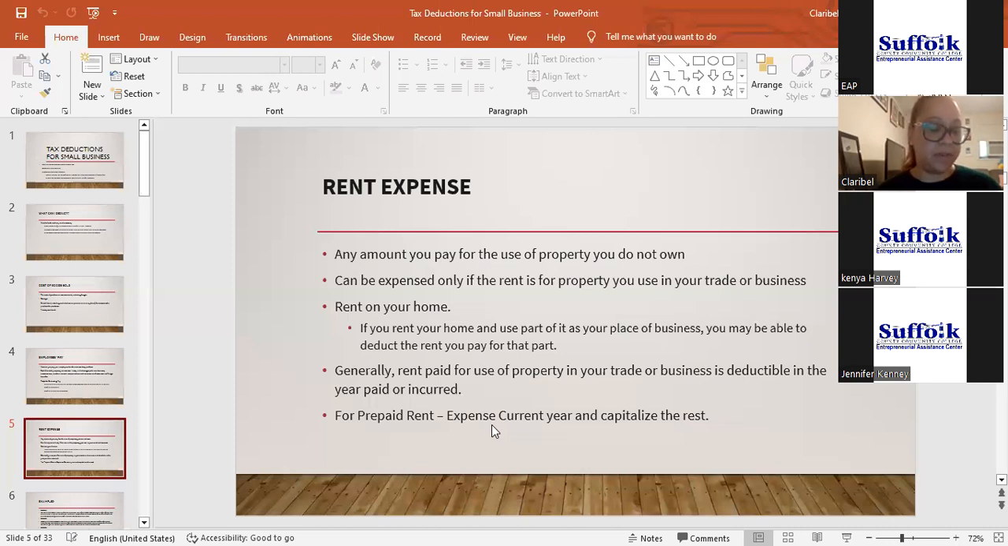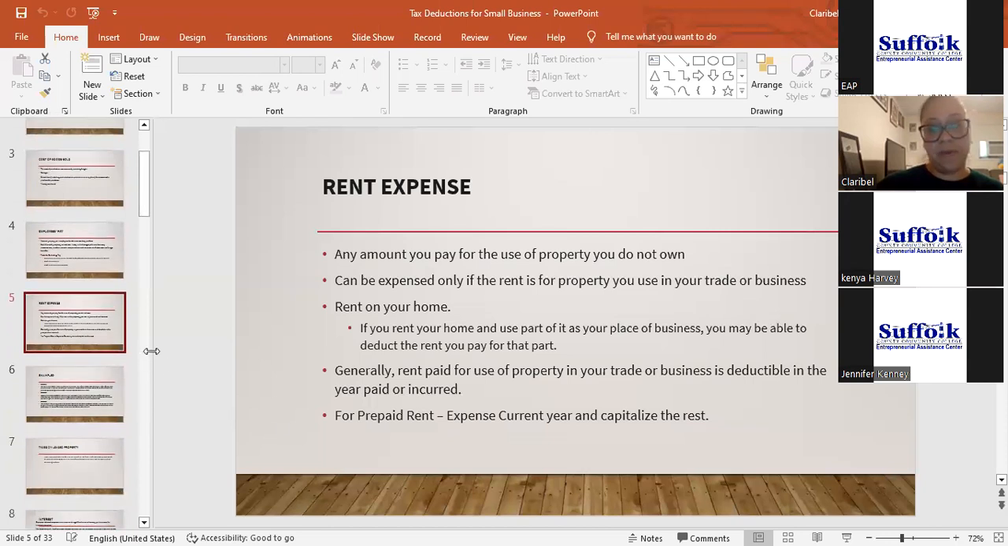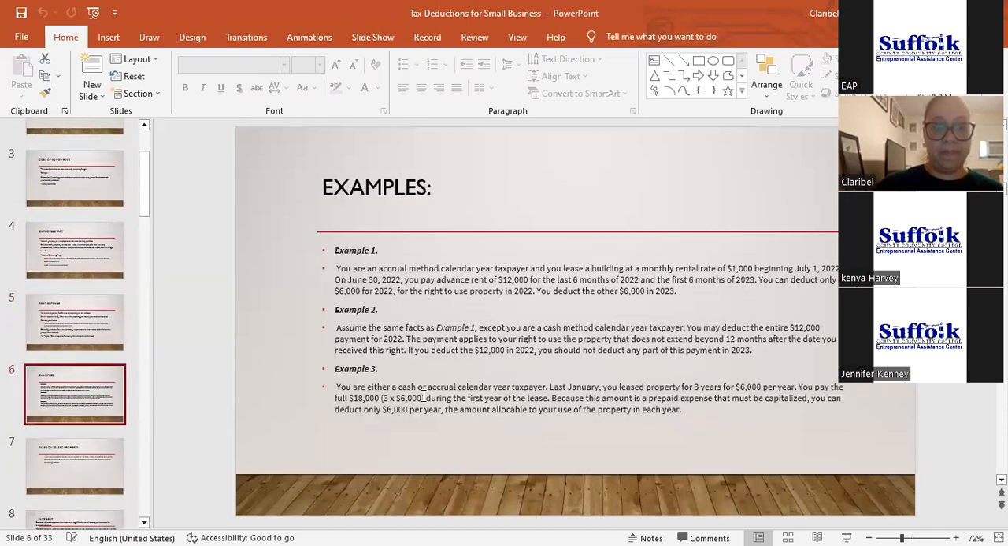If your payment applies to the right to use the property beyond this period, then you must capitalize the rent payment and deduct it over a period to which it applies. So you basically can only go 1 year ahead if you're a cash method taxpayer. Here are some examples, right?